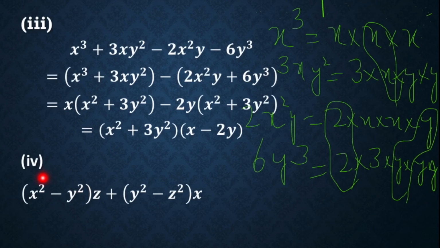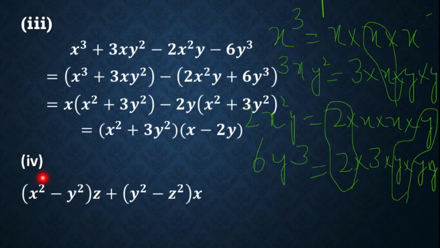Now multiplying x square by z, we will get x square z minus y square multiplied by z, y square z plus y square multiplied by x, y square x plus multiplied by minus z square multiplied by x, z square x.